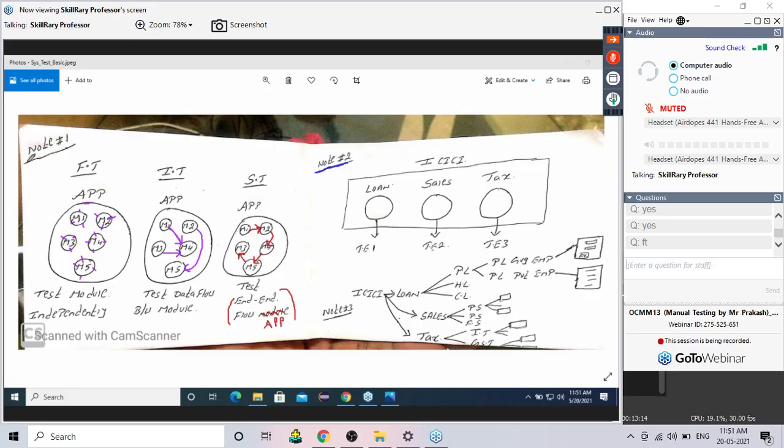Note number 1: what I'm trying to tell is, there is a new concept called system testing where we have to touch each and every module of an application. That is the meaning of note 1. Okay. Now I'm trying to teach you note 2.